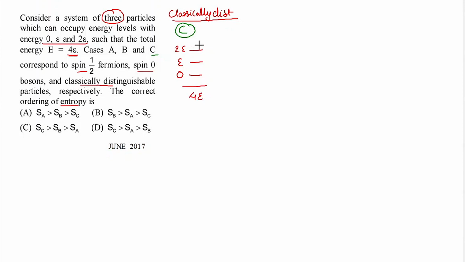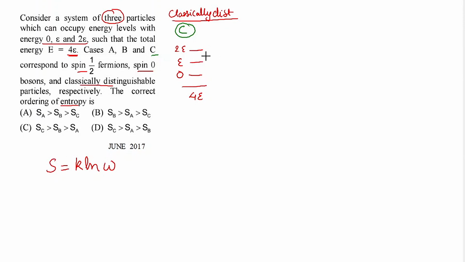So we have to find the distribution, and in order to obtain the entropy we will be using the equation S is equal to k ln W. So we have to find the thermodynamic probability for all the 3 cases, and the one which has the highest thermodynamic probability will have maximum entropy, then second, and then third. The distribution whose thermodynamic probability is maximum will have maximum entropy, and the one with minimum thermodynamic probability will have the least entropy.